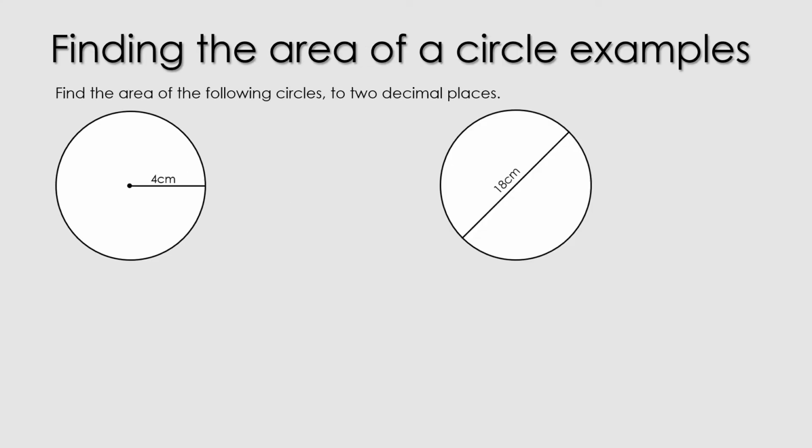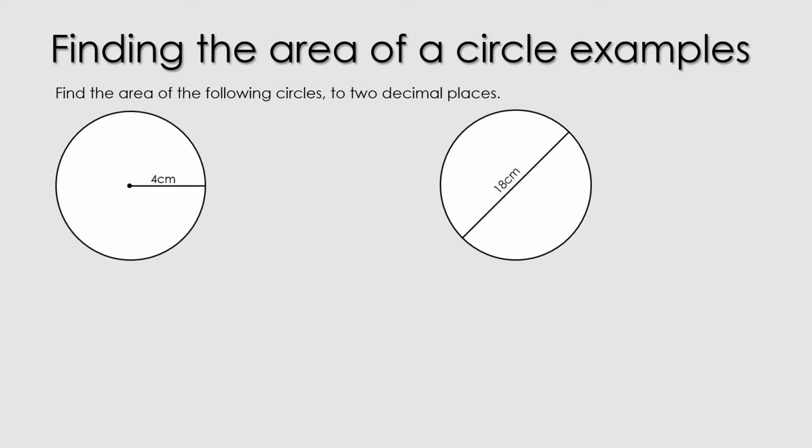Let's have a go at finding the area of a circle. Find the area of the following circles correct to 2 decimal places. So we're going to round again when we get to the end, just like we did with the circumference. Once again, we've got the same shapes and measurements from before, but this time we're going to apply a different formula because we are looking for the area as opposed to the circumference.